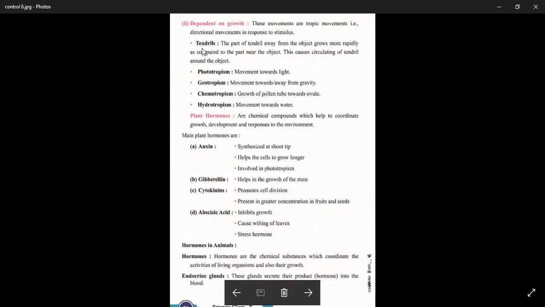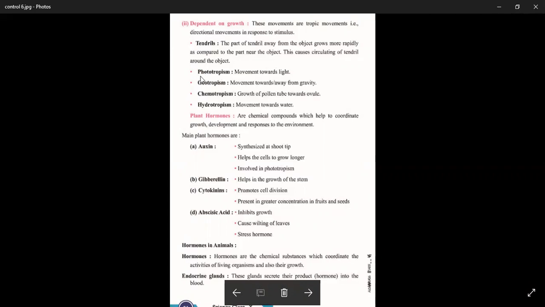When the tendril gets in touch with any object, you know that it is found in plants and helps in the climbing of the plant. So when it gets in touch with an object, the part of the tendril away from the object grows more rapidly as compared to the part near the object. So it causes the circling of the tendril around the object.